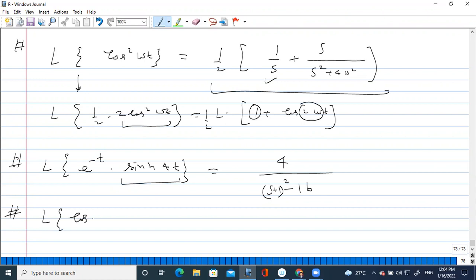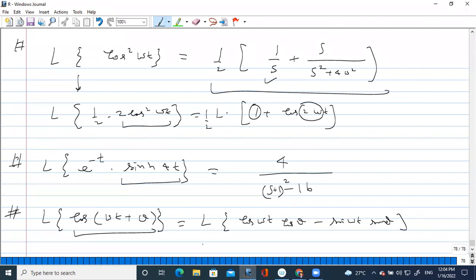Suppose there is a different question, cos of (omega t plus theta). Here also you can open it: cos omega t cos theta minus sin omega t sin theta. So you can apply it now, but cos theta is constant. Only on t it will be applied.